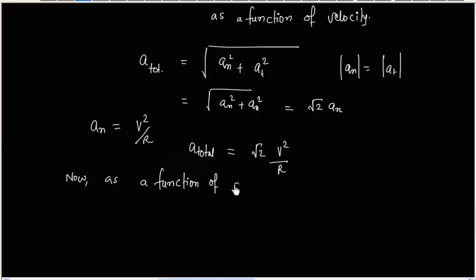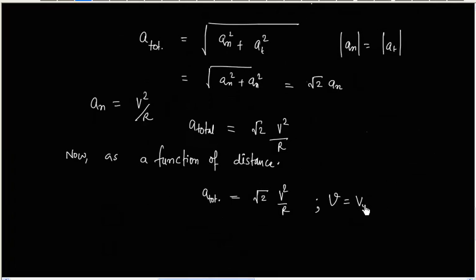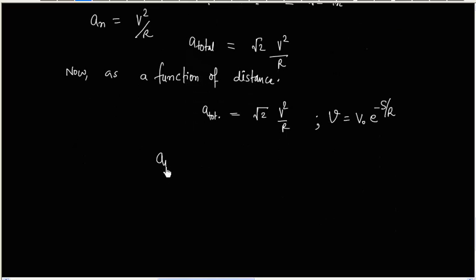Now let us find as a function of distance covered. So A total is root 2 times v square by r. But we have calculated v as a function of distance. Now we can plug this value to get the total acceleration. So this is the total acceleration as a function of distance.